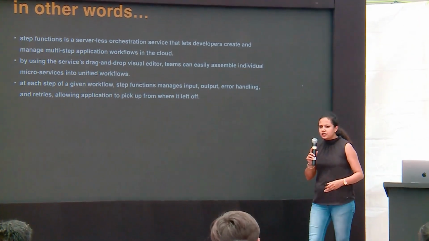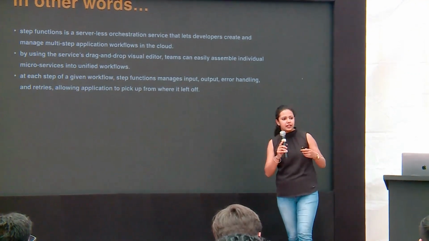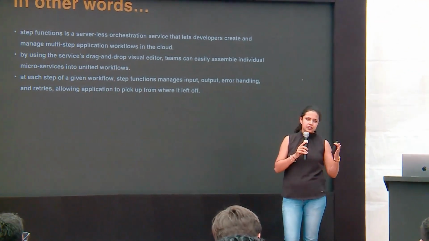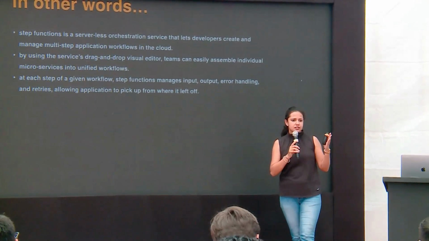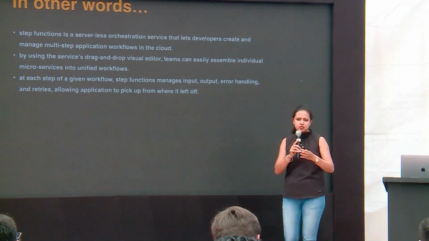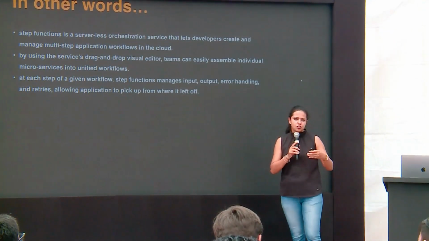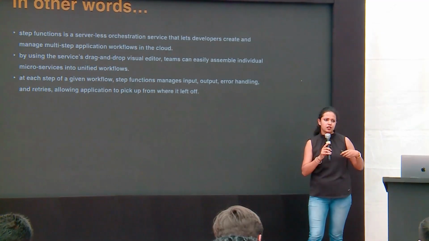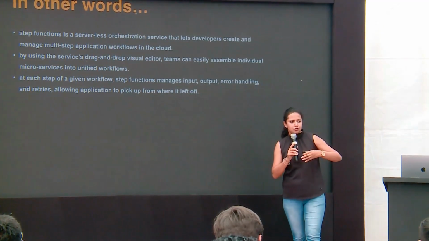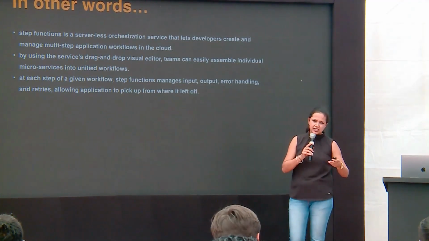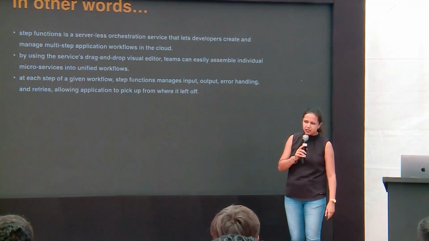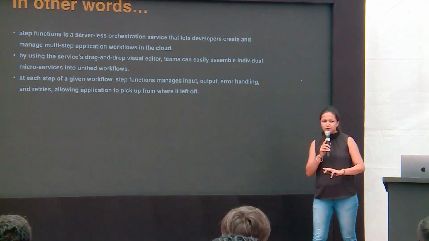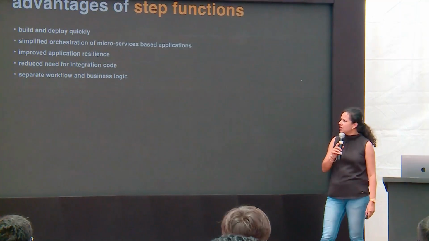And at any point in time, step functions maintain the flow of the data. It maintains track of the input data, output data, exceptions, right? Which allows the users or the business use cases to resume from where the user might have dropped off due to network latencies or in general the drop-offs in the funnel. So this is mainly what step functions are, right?